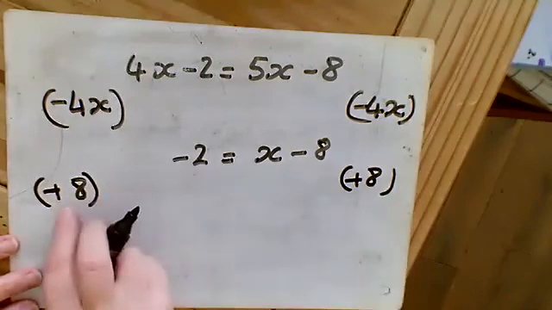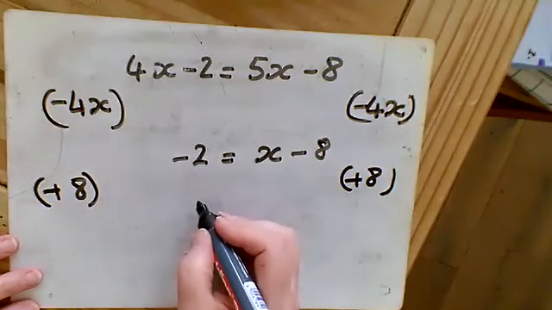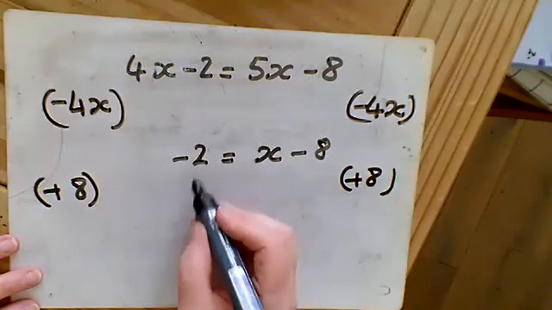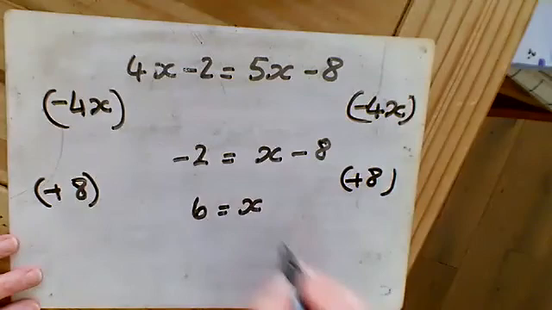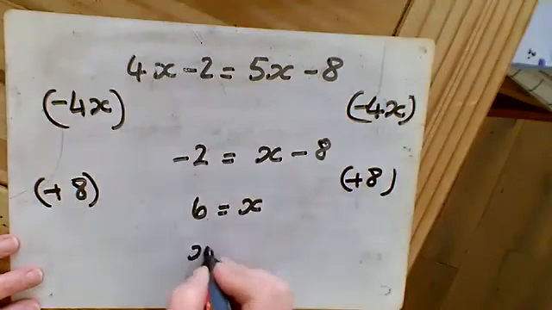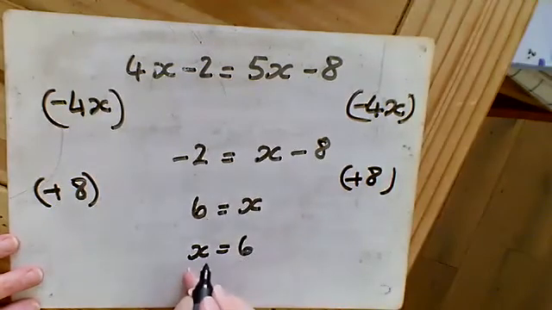So negative 2 plus 8. Again, we need to be able to work with negative numbers. Negative 2 plus 8 leaves me positive 6. And that's the value of x. We normally put x on the left-hand side of the equal sign, but these are equivalent.